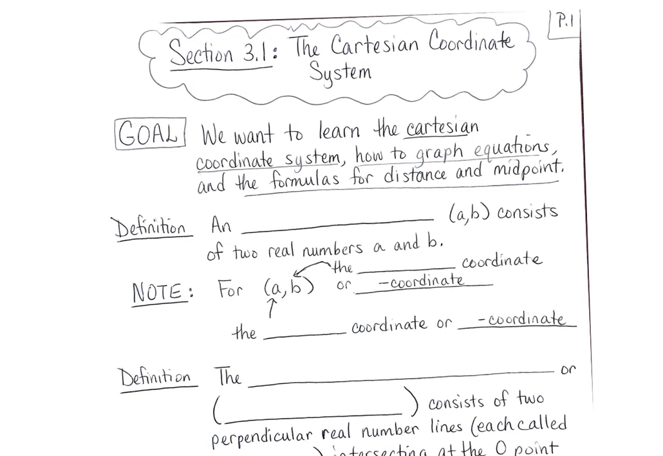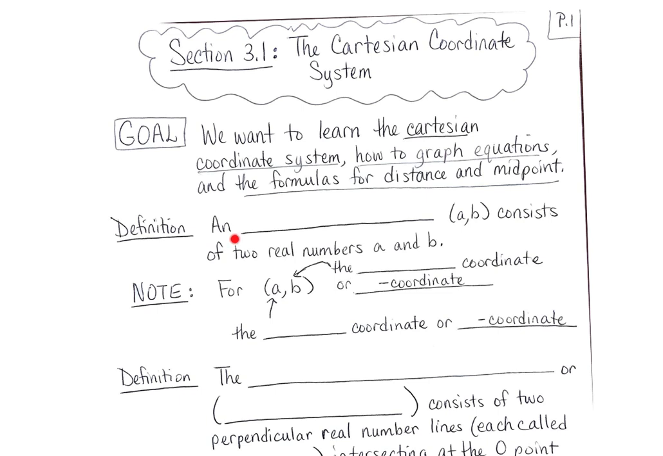This section 3.1 is the Cartesian coordinate system. It's about plotting points and figuring out how to graph equations. So we want to learn the Cartesian coordinate system, how to graph equations, and we want to talk about the formulas for distance and midpoint. Okay? So a lot of this will be familiar. Again, we're going to start out with some definitions like we always do. And if you need to, you can look at the Math Dictionary app, right?